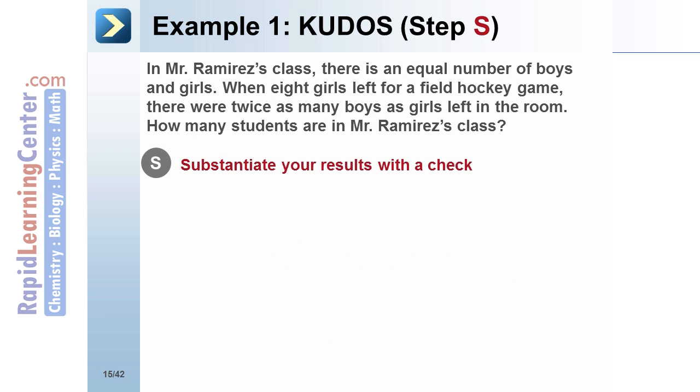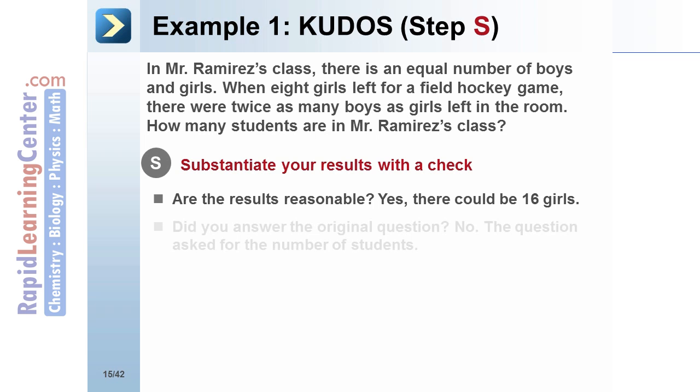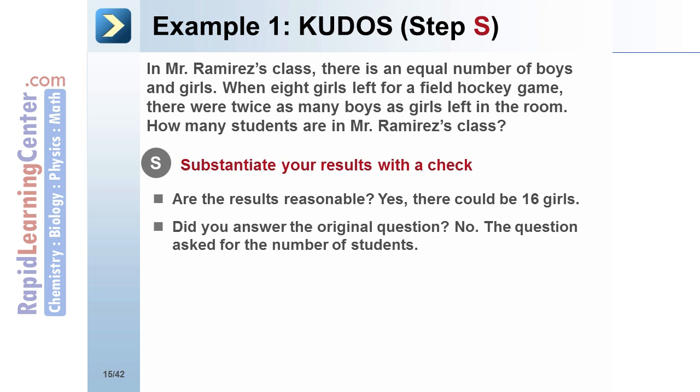The last step, S, is to substantiate your answer. This is the step that teachers usually mean when they tell you to check your answer. Are the results reasonable? Yes. There could be 16 girls. Did you answer the original question? No. The question asked for the number of students.